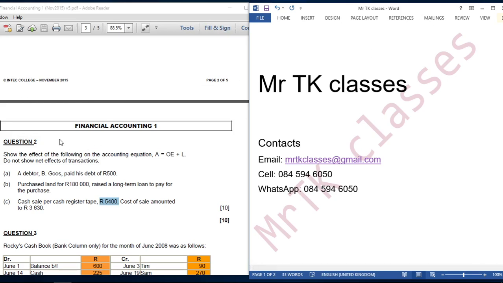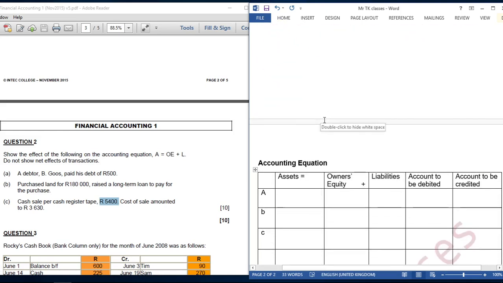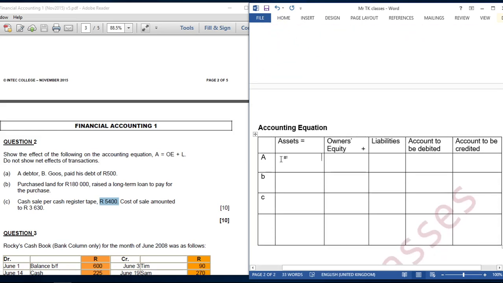So the question reads: show the effect of the following on the accounting equation. Assets is equal to owner's equity plus liability. Do not show net effects of transaction. So these are the transactions that we have from A to C. Alright, so we are going to do our answer here.